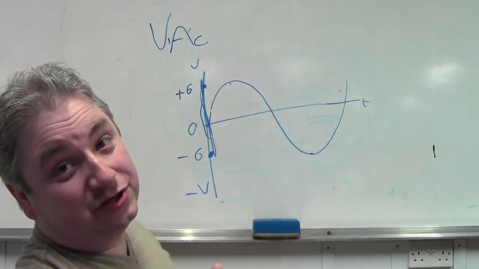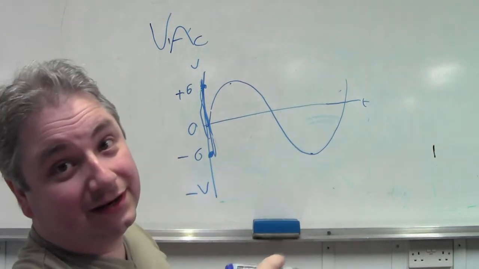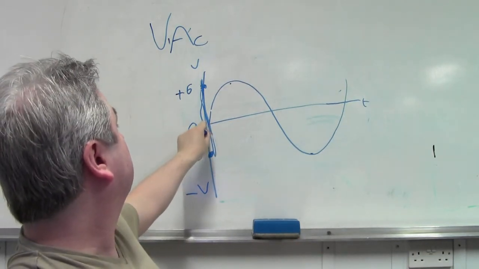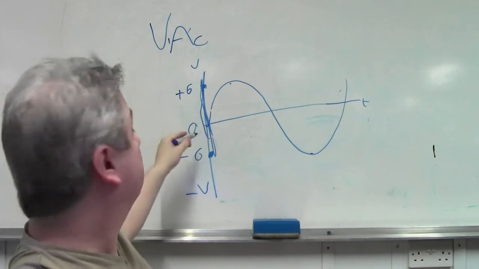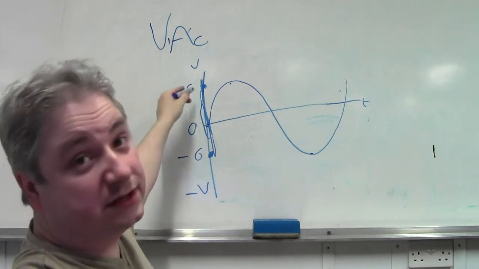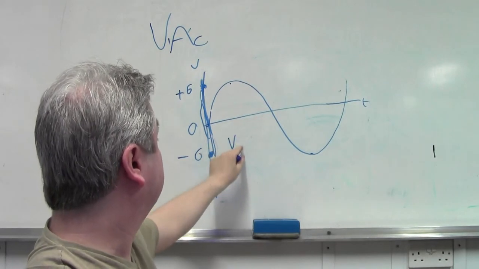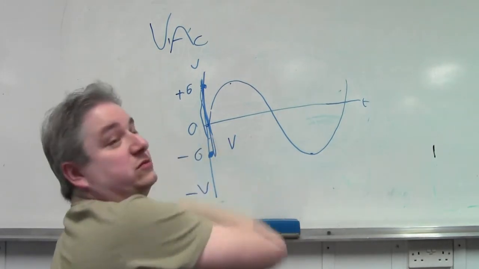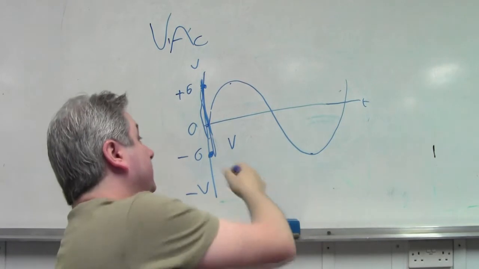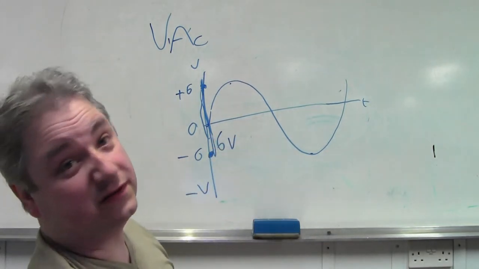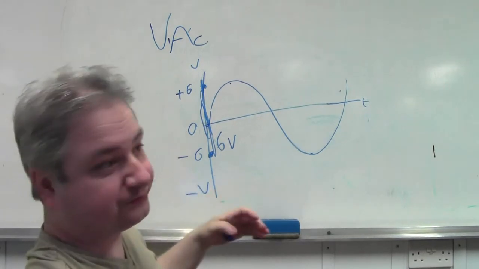Next one up is the amplitude. The amplitude is basically the positive swing from 0 to plus 6 volts. So if we're dealing with amplitudes, this will normally be just V amplitude. This will be 6 volts, from 0 to 6.